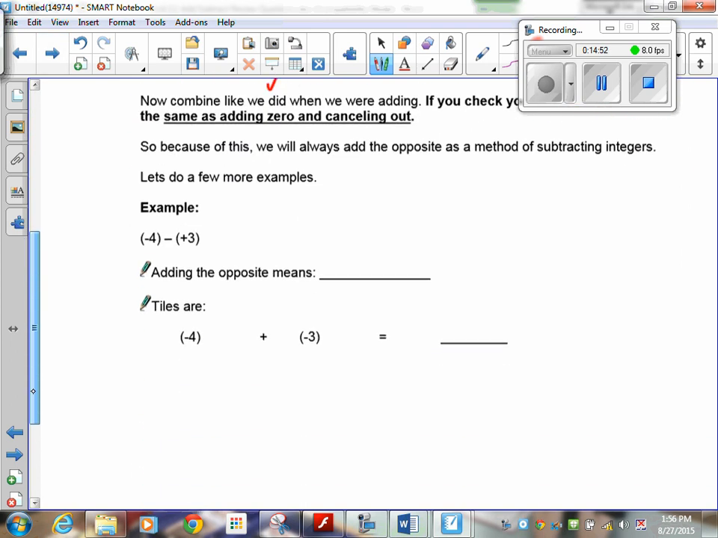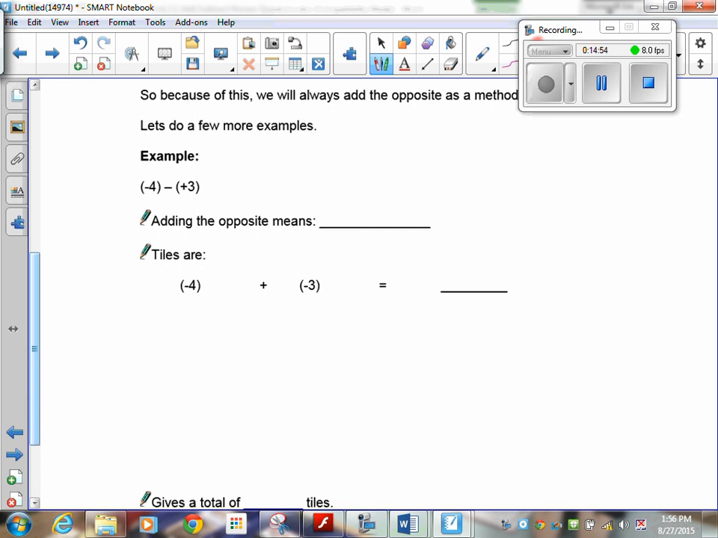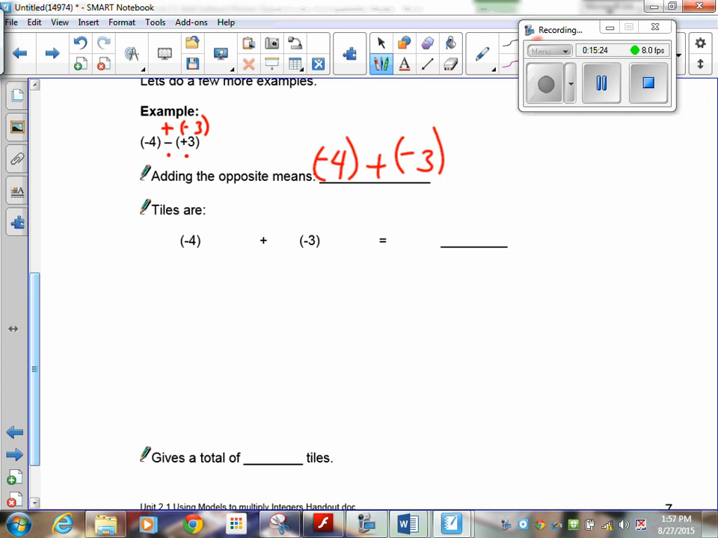Let's try another one here. What do I expect you to do? You have a subtraction question. When you subtract integers, remember this, only when you subtract do you change. Adding the opposite means negative 4 plus negative 3. This one here changes to its opposite. This becomes add. So we end up with plus, add the opposite integer. The opposite integer of positive 3 is negative 3.